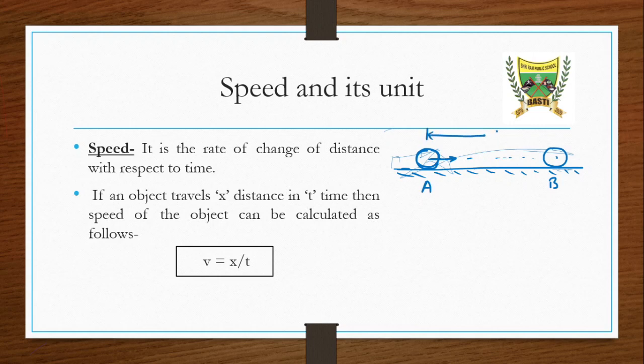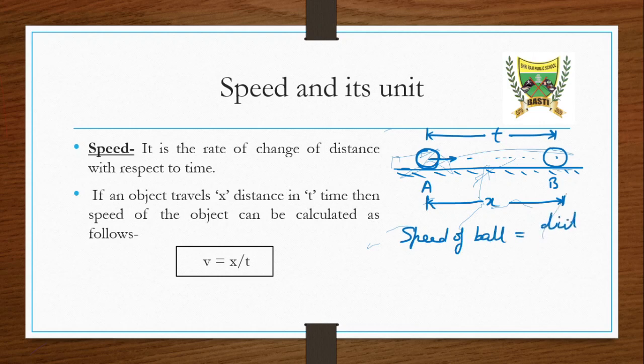Let's say the time taken from A to B is t, and it covers a distance of approximately x. Let's say this is the distance covered by the ball in t time. Then how do we define the speed of the ball? So we will say the speed of the ball will be equal to total distance covered divided by total time taken.